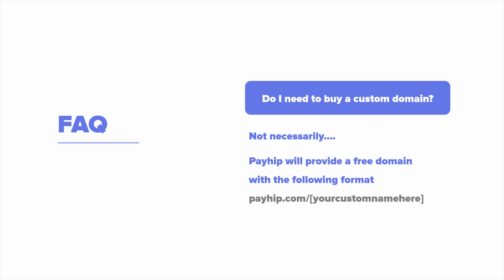Albeit your free domain will have a standard format like payhip.com/your custom name. This is generally good enough for a lot of authors who don't have the budget to spend on custom domains. But of course, you can purchase custom domains to make your website feel more like your own. And again, you can purchase any custom domain from any third-party domain providers and connect them to your Payhip store.